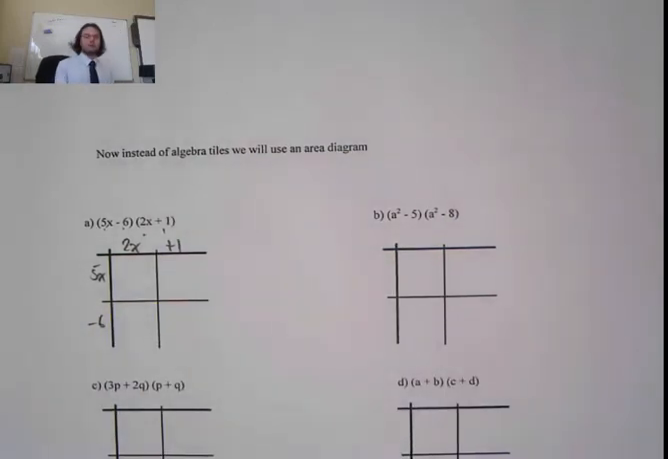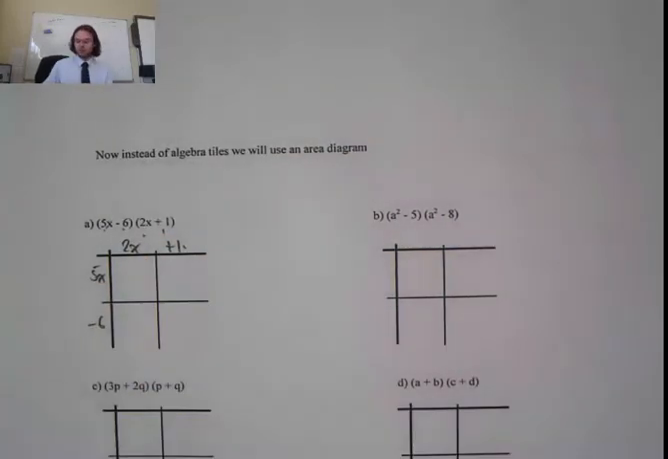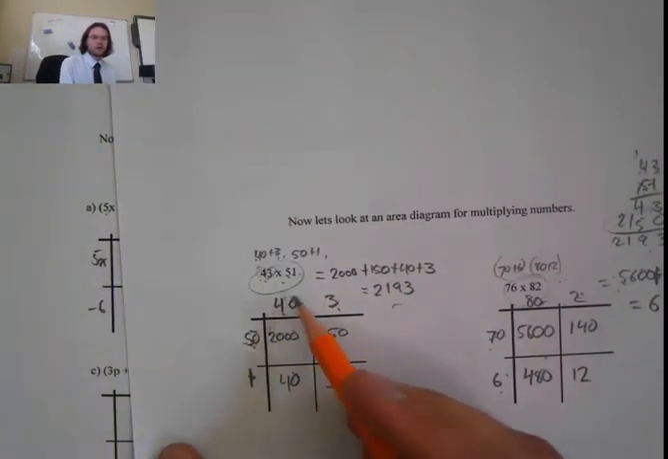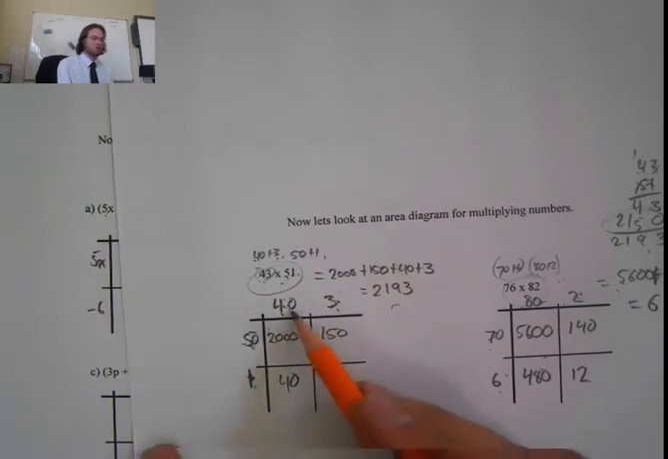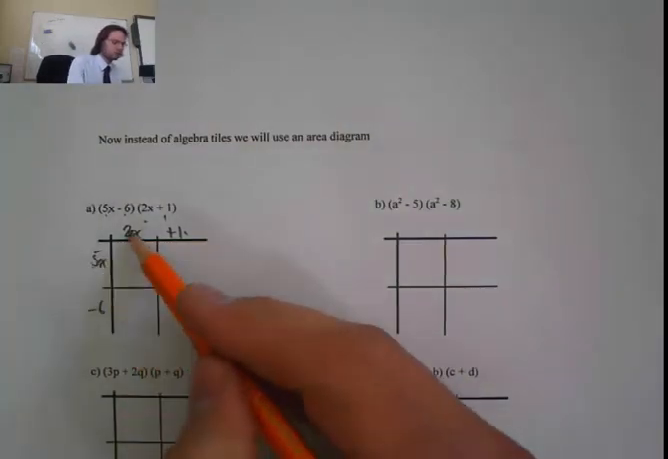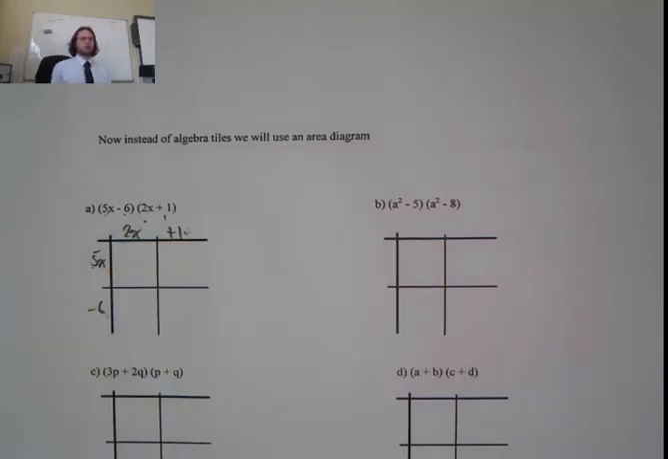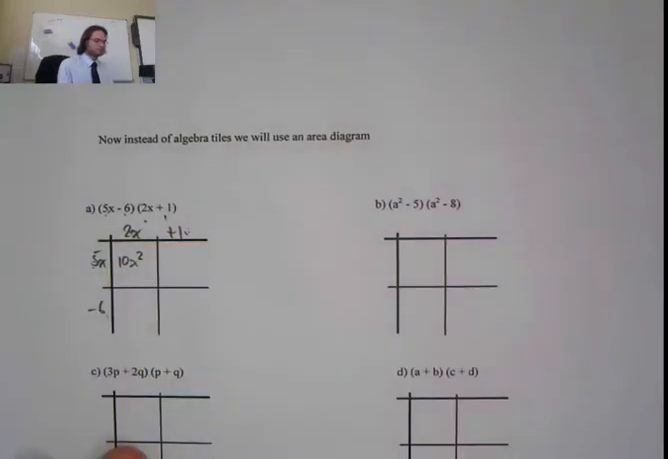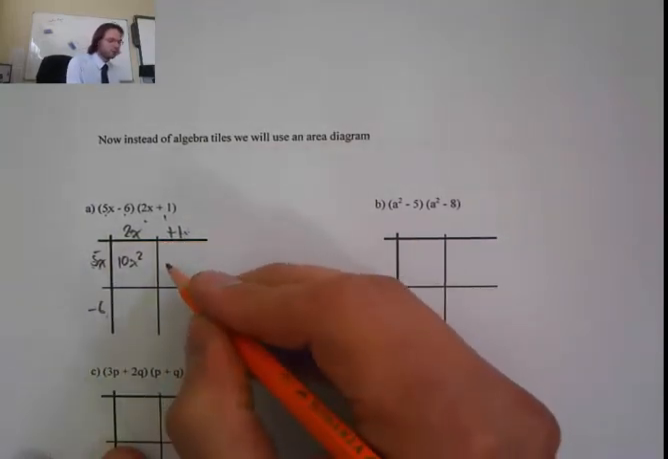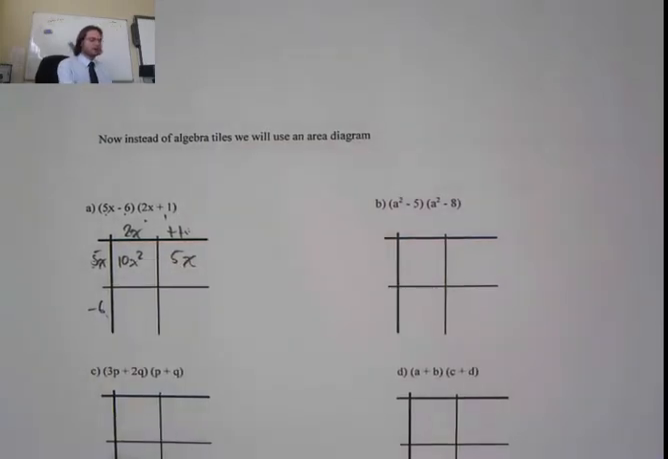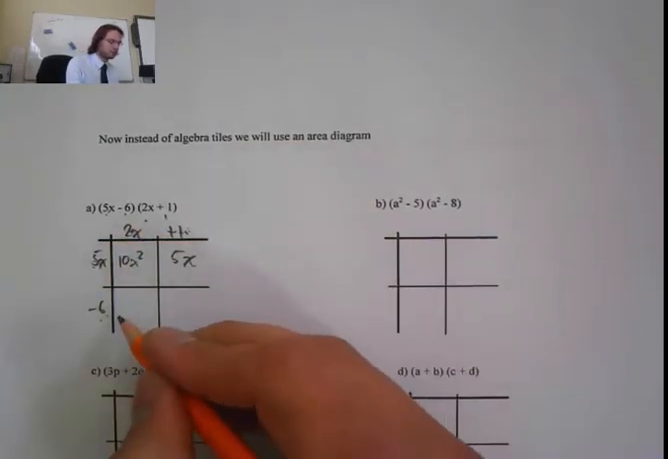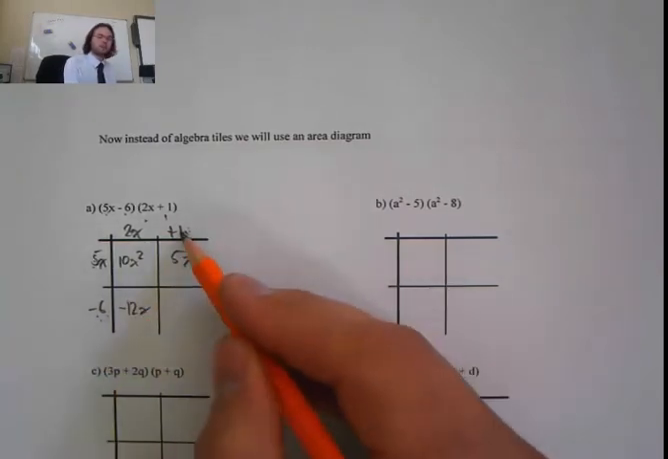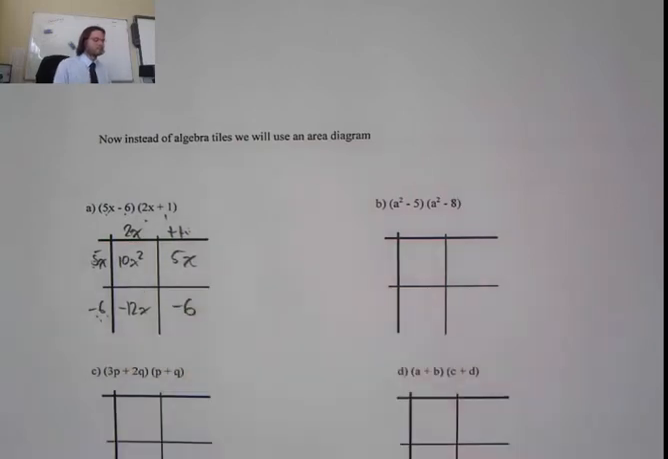Okay? So once again, I had to go 5x multiplied by both of these. Because here I did 50 multiplied by 40, and then by 3. I did 50 multiplied by both, then 1 multiplied by both. So here I'm going to have to go 5x multiplied by both, and negative 6 multiplied by both. So 5x multiplied by 2x gives me 10x squared. And 5x multiplied by positive 1 will give me 5x. Now negative 6 multiplied by 2x gives me negative 12x. And then negative 6 multiplied by 1 gives me negative 6.